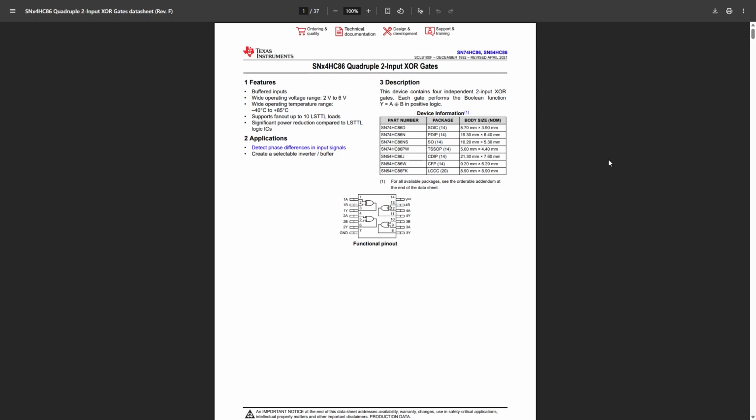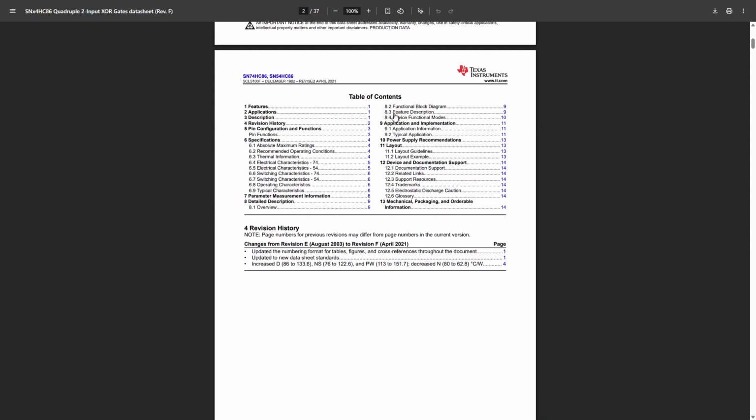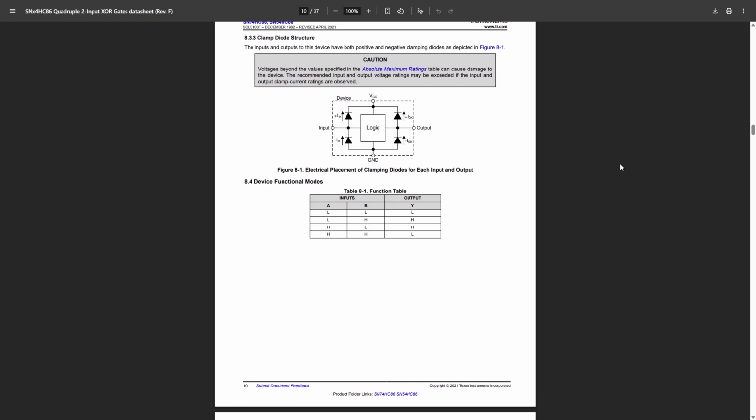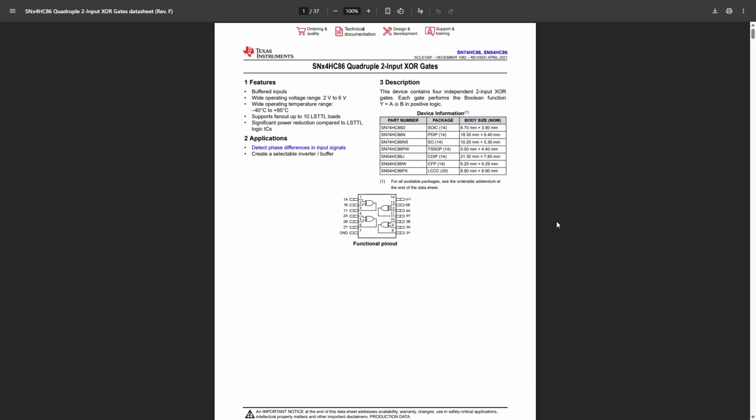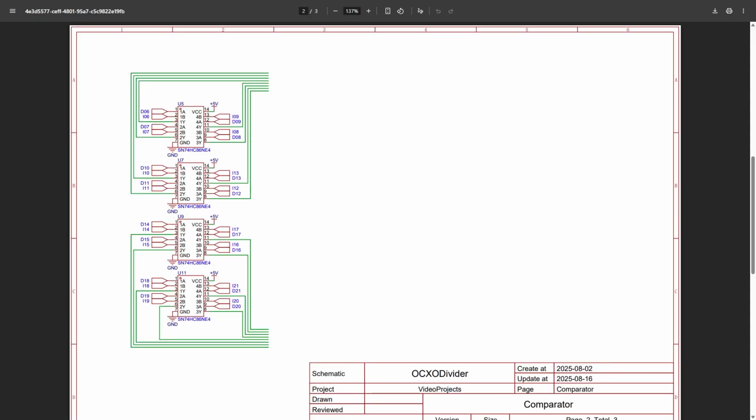An exclusive OR gate is really handy for comparing 2 bits. Its output is 0 when both inputs are the same, and 1 when they are different. In section 8.4 we can see its truth table. This chip has 4 exclusive OR gates, allowing us to compare up to 4 bits. By using 4 chips, we get to compare 16 bits.